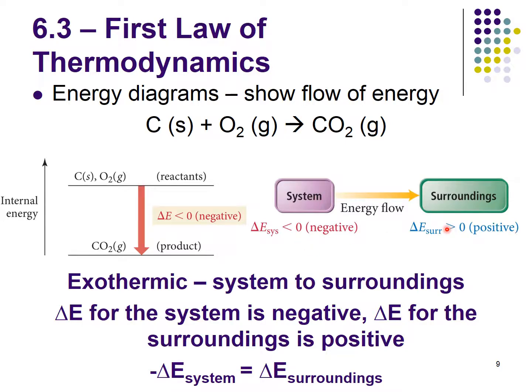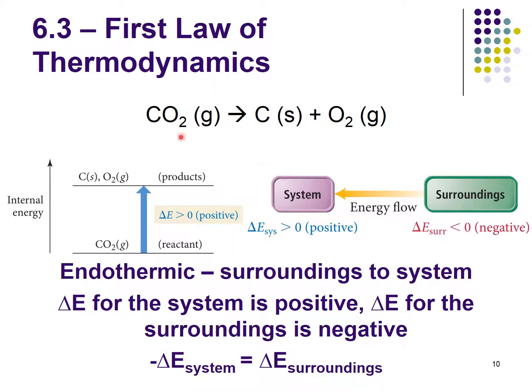The energy has to go somewhere because of the conservation of energy. It can't just disappear. So that energy flows into the surroundings. It warms up the air, it warms up the beaker, it warms up the counter. And so the change in energy for the surroundings is greater than 0. It's positive. These two numbers are the same thing, just opposite signs. The system loses the energy and the surroundings gain the energy in the same amount.